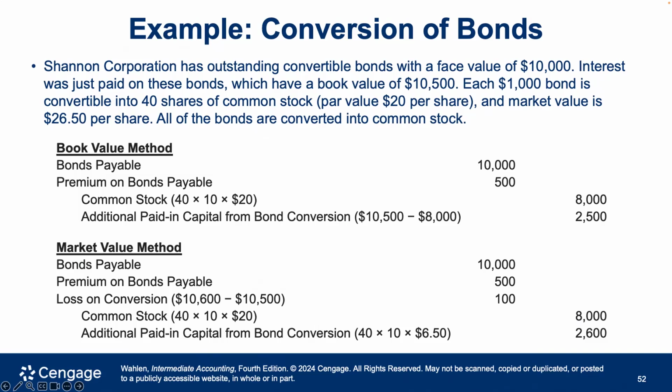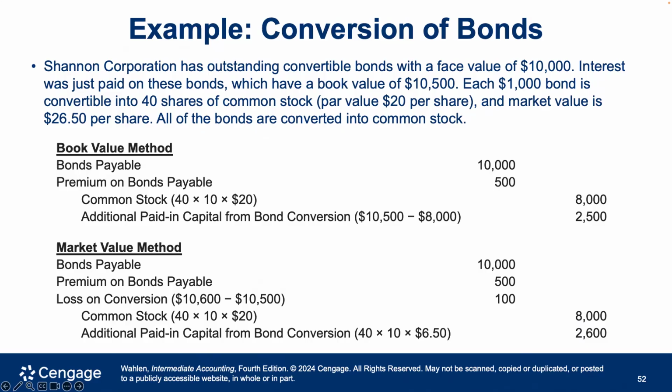The market value method. First, we're going to calculate the value of the shares issued. So 400 shares times $26.50 equals $10,600. Under this method, we're going to record equity at 10,600, but we're only removing the bonds with a carrying value of 10,500. So the difference creates a loss on conversion of $100.